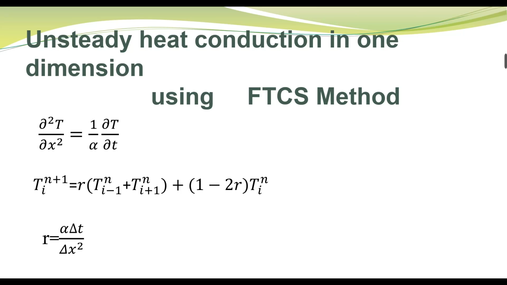Okay, the first method, as I told you, is about unsteady heat conduction in one dimension, which here we have the equation. After using the FTCS method for this problem, our discretized equation will be like this, where i is for points and n is for time, and r stands for this expression.